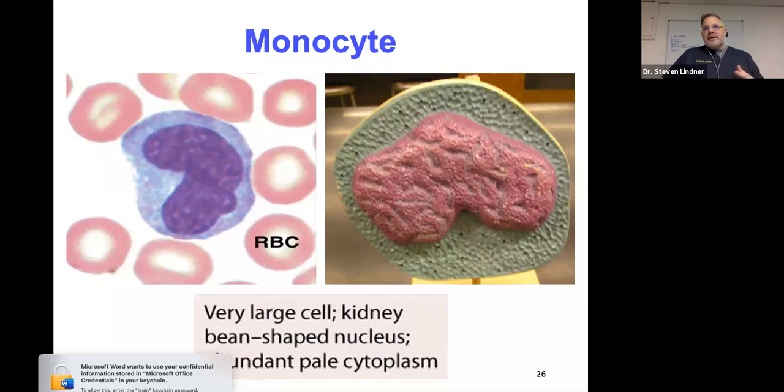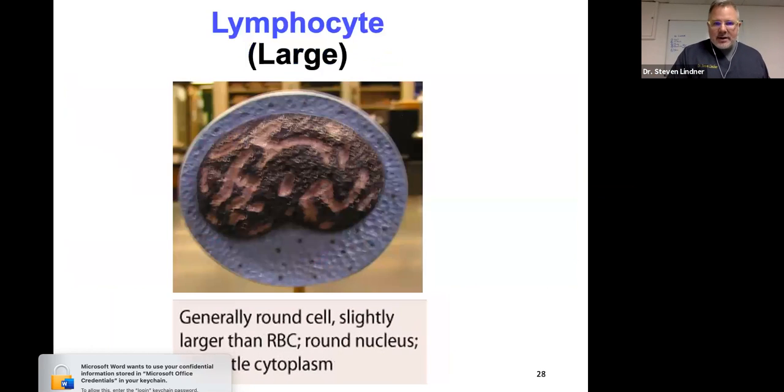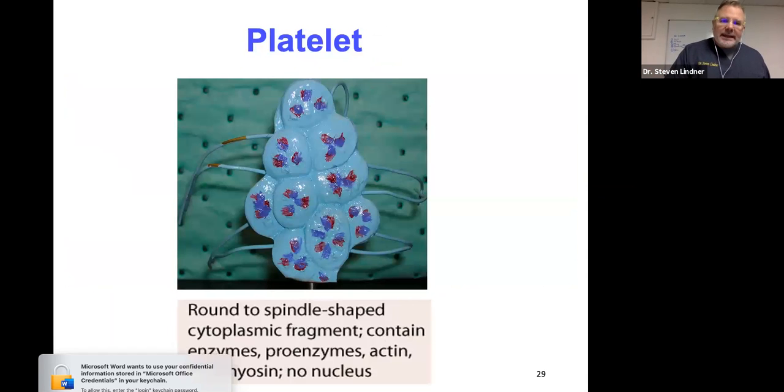So when it's in the liver, it's called a Kupffer cell. When it's in the brain, it's called a microglial cell. When it's in the lungs, it's called an alveolar dust cell. Okay. So monocytes and lymphocytes are agranular. They're not granular. And then you have platelets. Platelets are involved in creating a blood clot. Platelets help to create a thrombosis.